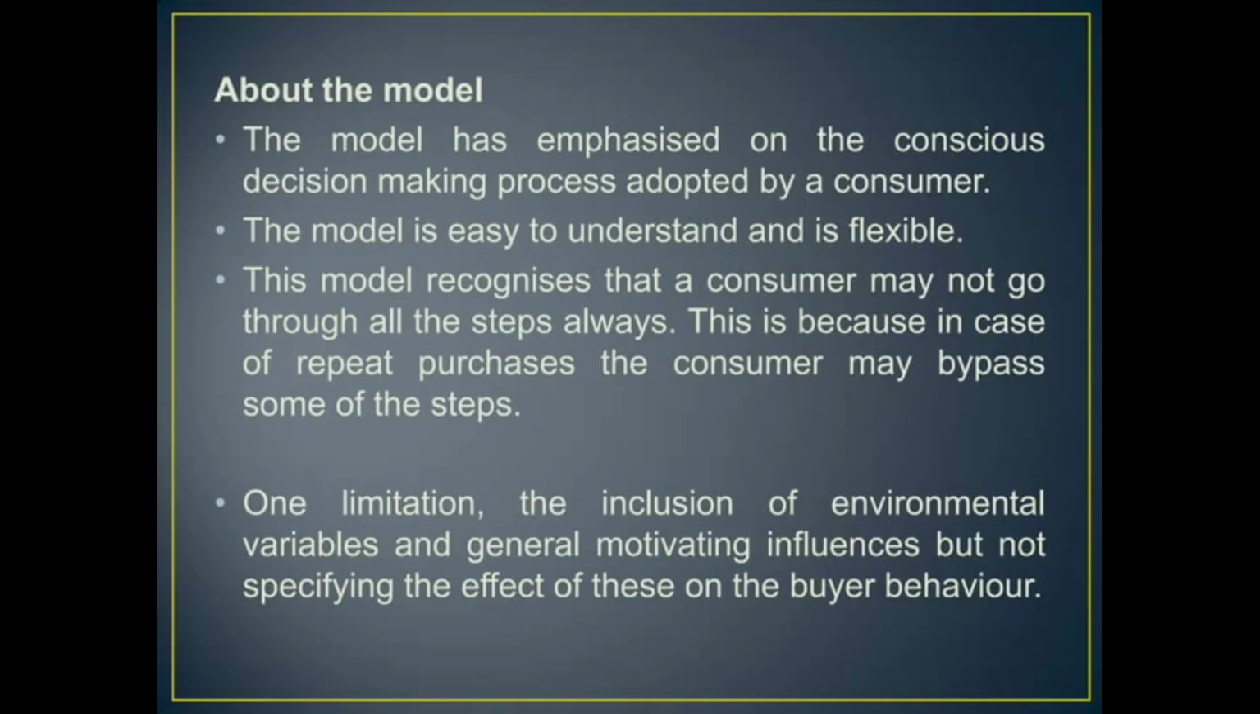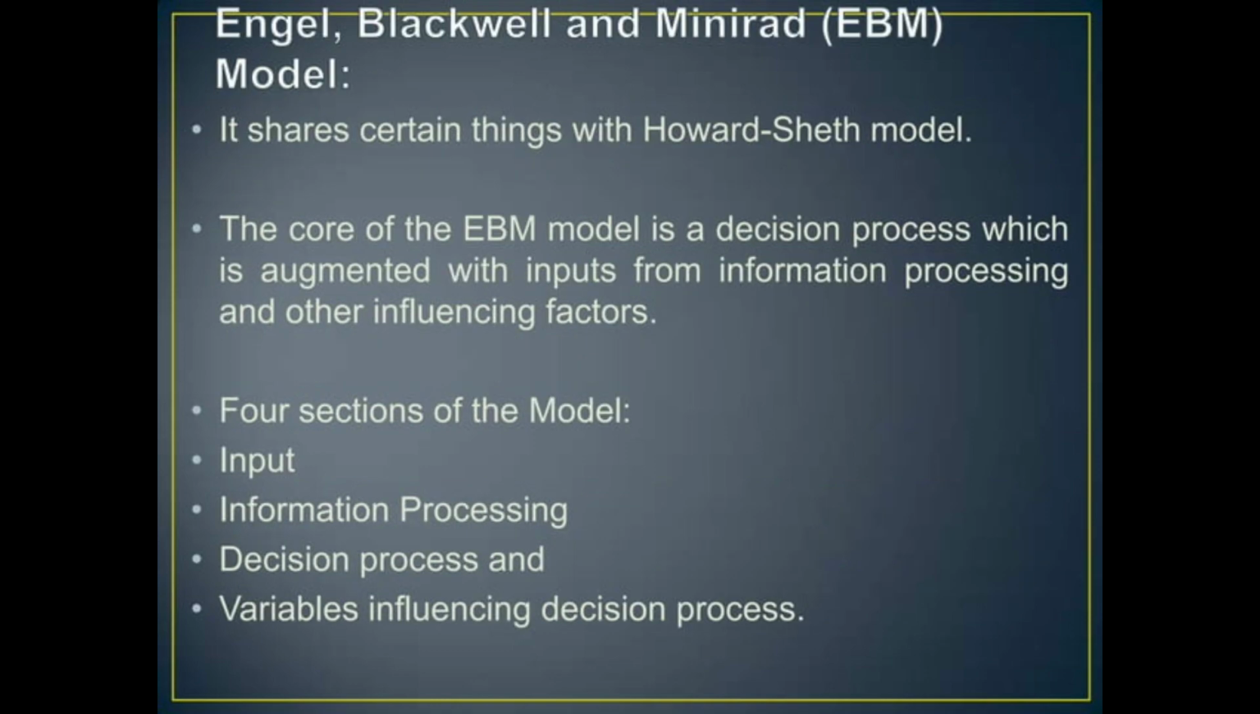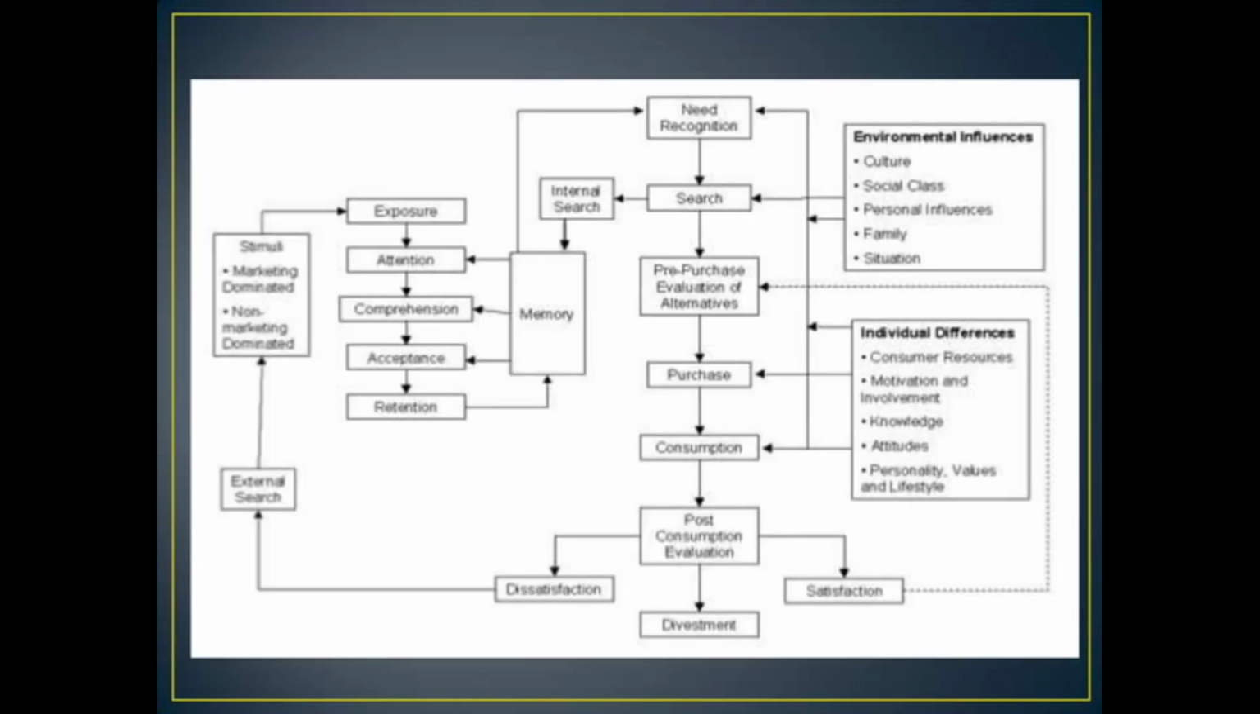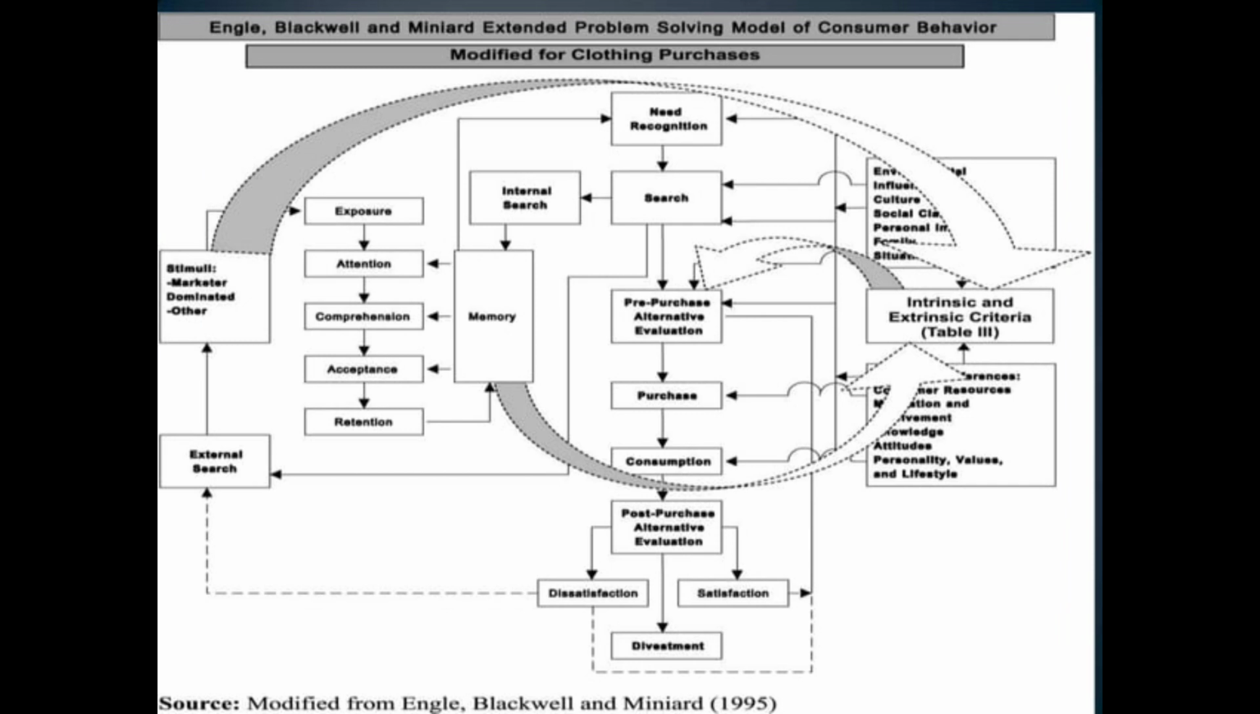The strength of the model is the inclusion of environmental variables and general motivating influences, but it does not specify the effect of these on the buying behavior. The four sections of the model are input, information processing, decision process, and variables influencing the decision process. This is the flowchart for the Engel, Blackwell and Miniard extensive problem solving model.